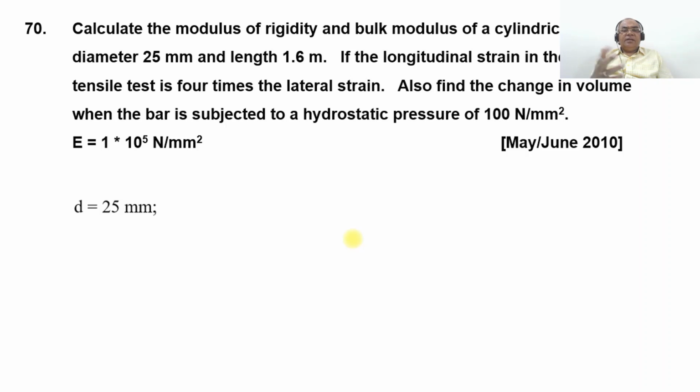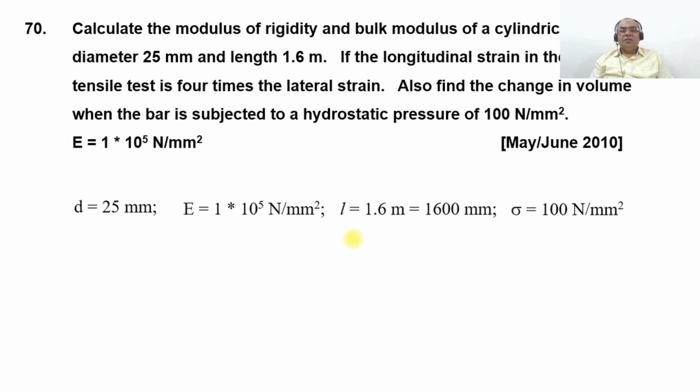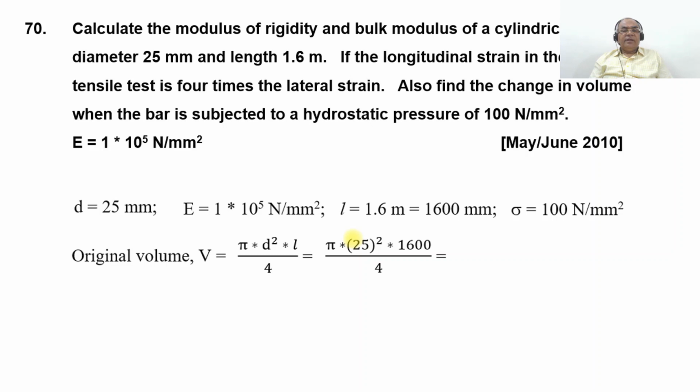So we know the diameter of the cylindrical bar is 25 mm, and E is 1 into 10 to the power of 5 Newton per mm square. The length is 1.6 meters, that means 1600 mm, and sigma is the stress, which is 100 Newton per mm square, which is hydrostatic pressure. So what is the original volume? Since it is a cylindrical bar, the volume of the cylinder will be pi d square by 4 into L. So that is pi by 4 into 25 square into 1600. Substituting these values, on simplification, you are going to get 785,398.16 mm cube.